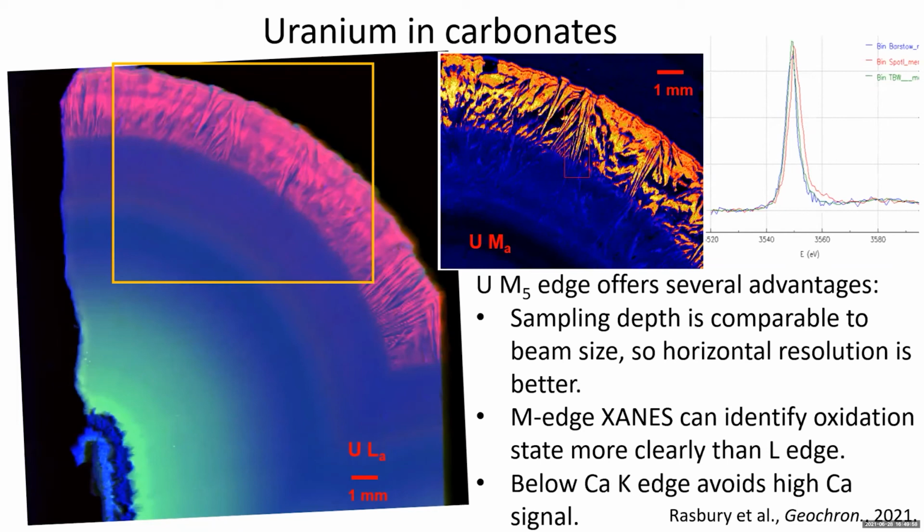The M edge has an extremely sharp peak, and it's very sensitive to oxidation state. And we've used that down to a single ppm level of concentration. So that's very useful, looking into economic geology and rare earth mineralization.